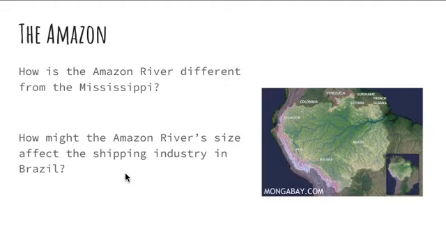How might the Amazon River's size affect the shipping industry in Brazil? If the Mississippi River allows shipping to happen into the interior of the United States, you can probably bet that the Amazon River allows such activity as well. A lot of times where there are major rivers, that provides another way, a vehicle of transportation to get into these interior portions of the country. Now let's see if those questions can be answered a little bit more clearly in our reading.